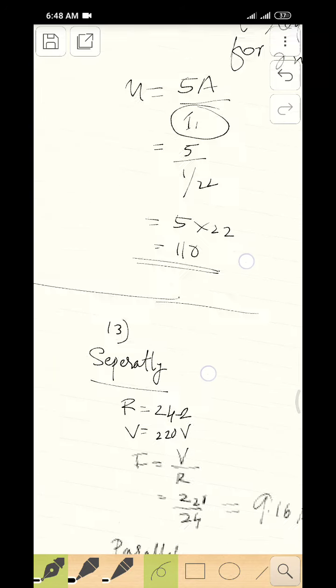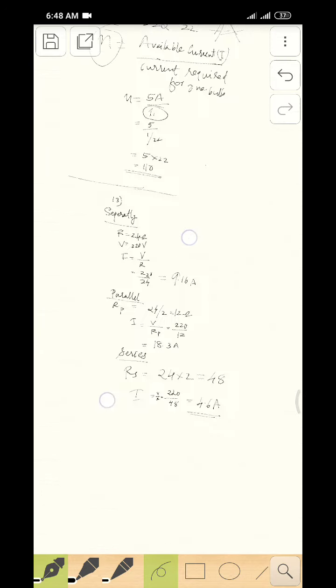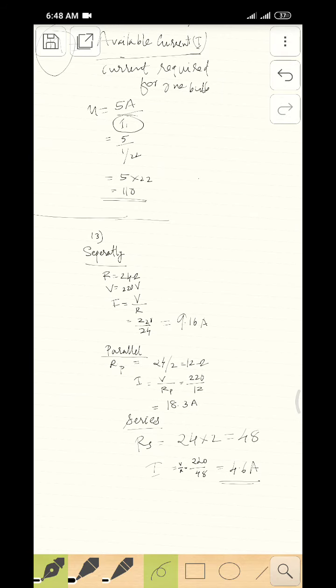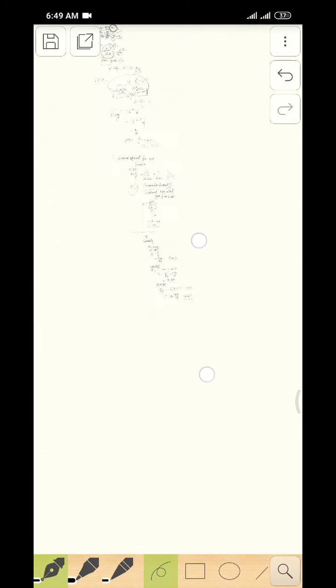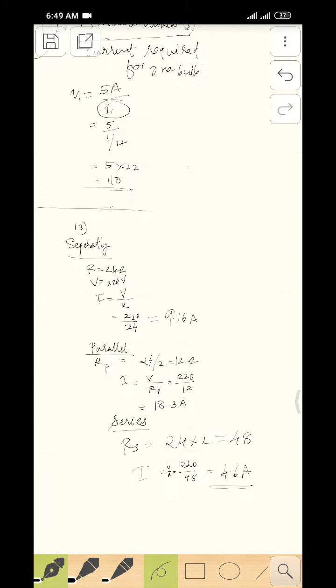Okay, now come to the next question, the 13th question. A hot plate of an electric oven connected to a 220 volt line has two resistance coils A and B, each of 24 ohm resistance, which may be used separately, in series or in parallel. What are the currents in the three cases?